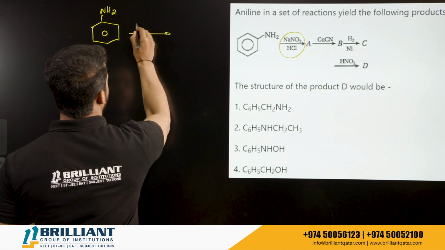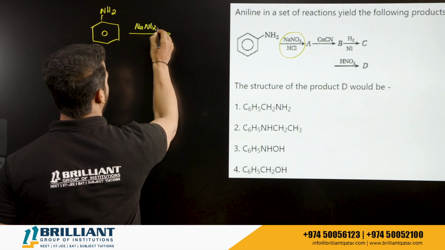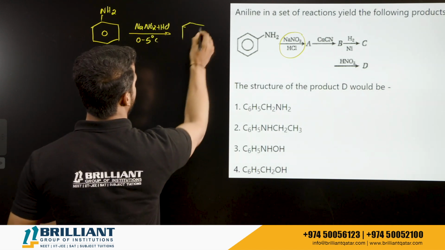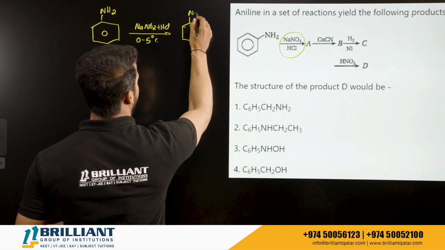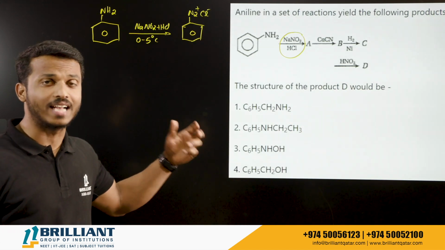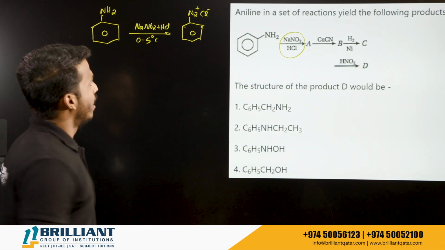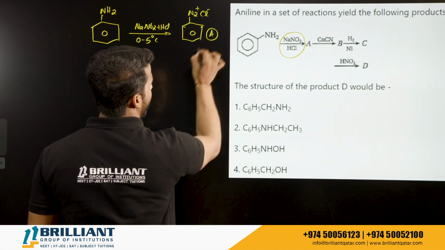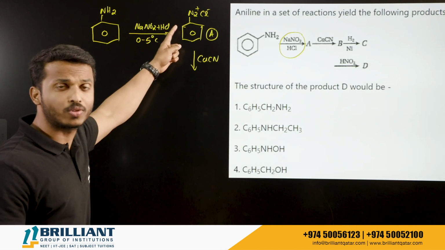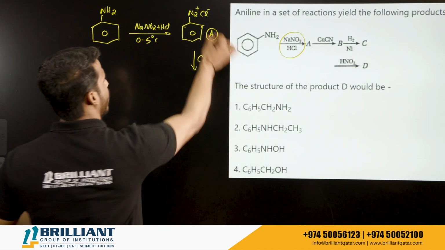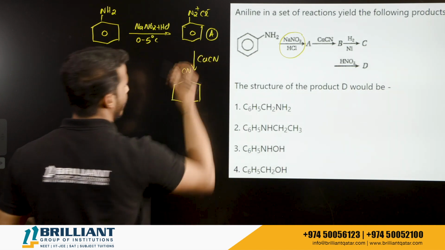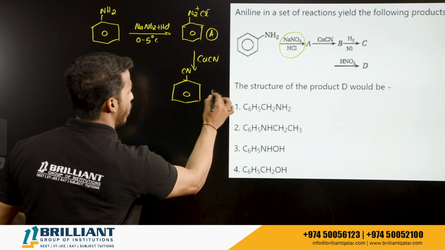During diazotization, when you treat with NaNO2 and HCl at 0 to 5 degrees Celsius, it is converted to benzene with N2+ Cl-, which means benzene diazonium chloride. This is compound A, which is now treated with CuCN. What happens when diazonium salt is treated with CuCN? CN will substitute, and you will get cyanobenzene. This is compound B.